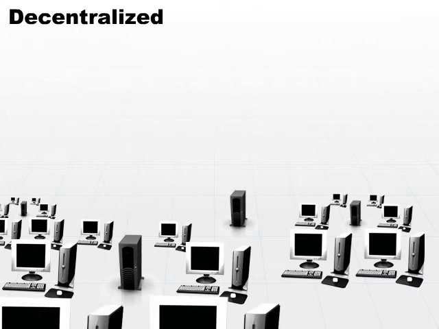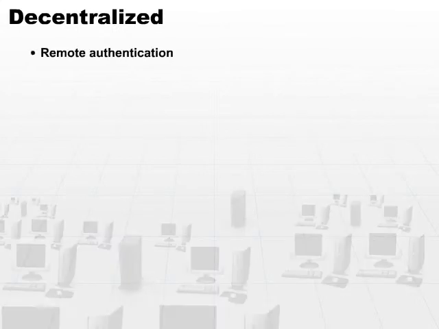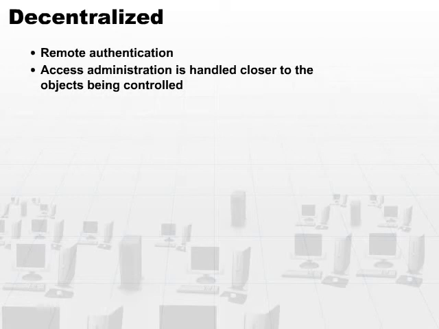Let's take a look, too, at another type of authentication mechanism. We've looked at centralized, so let's talk about decentralized authentication. Decentralized authentication is another term for remote authentication. The idea is that the administration of authenticating and deciding which subjects can access which objects is pushed down to a machine or to an area that's closer to the objects that are being controlled.